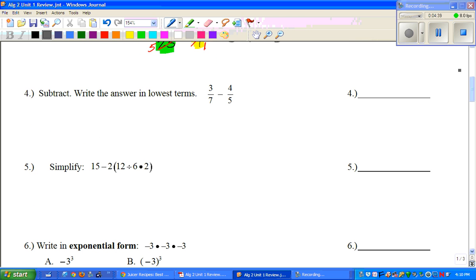All right, number 4. Number 4 says to subtract and to write the answer in lowest terms. Now, right away you should be looking at these numbers and be like, hey, Mr. Grice, I can't subtract those. Well, why not? Well, you need to have an LCD. So an LCD of 5 and 7.